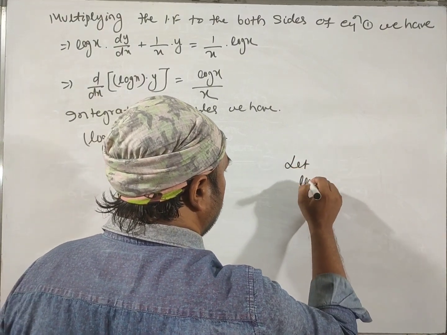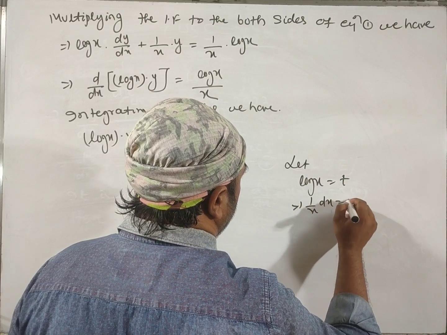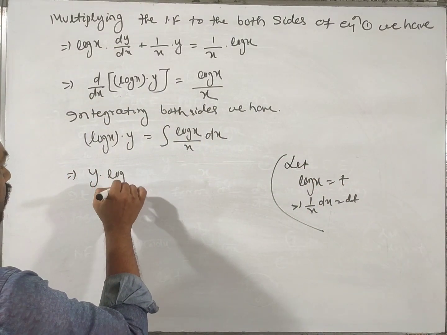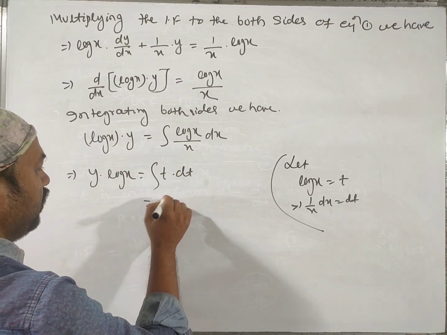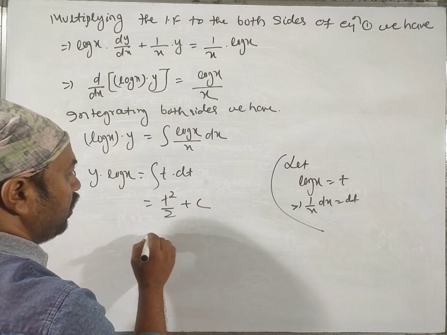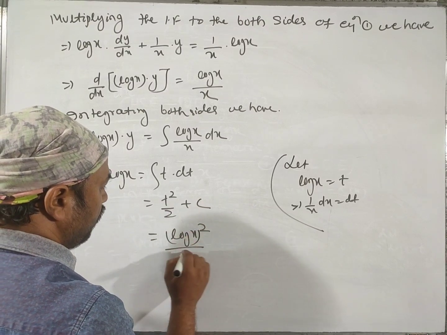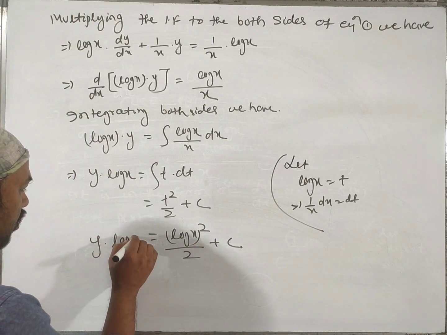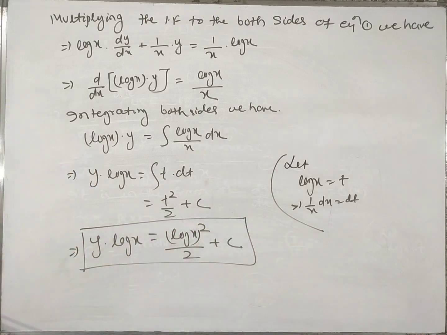Let log x be equal to t, and again 1 upon x dx is dt. It is y log x equal to the integral of t dt. Then it will be t square by 2 plus c. In place of t we can write log x. So y log x equals log x whole square by 2 plus c. Hence it is the required solution.